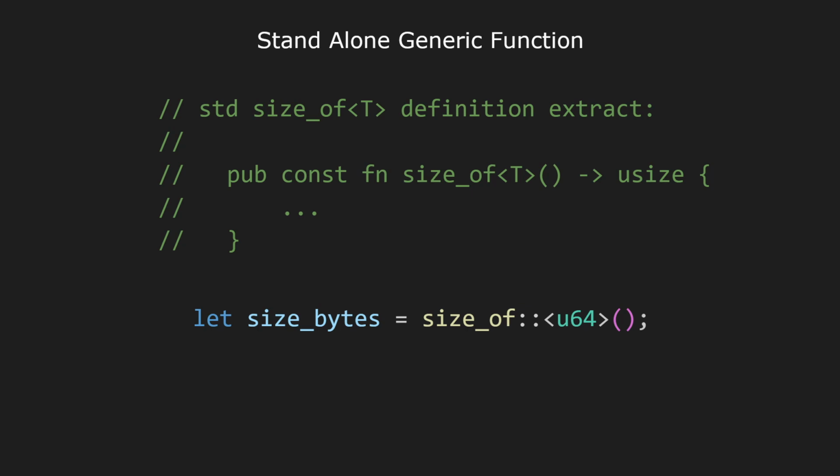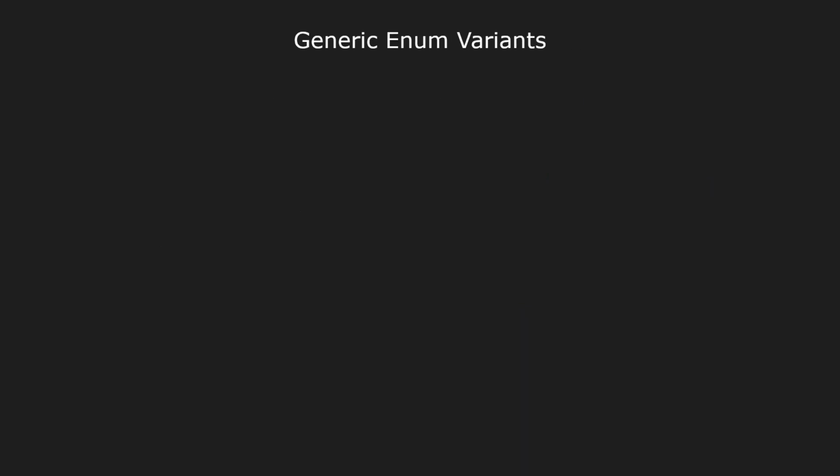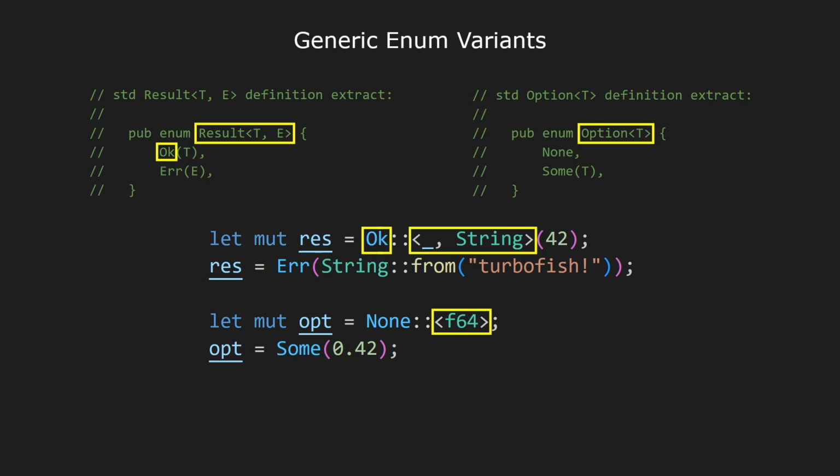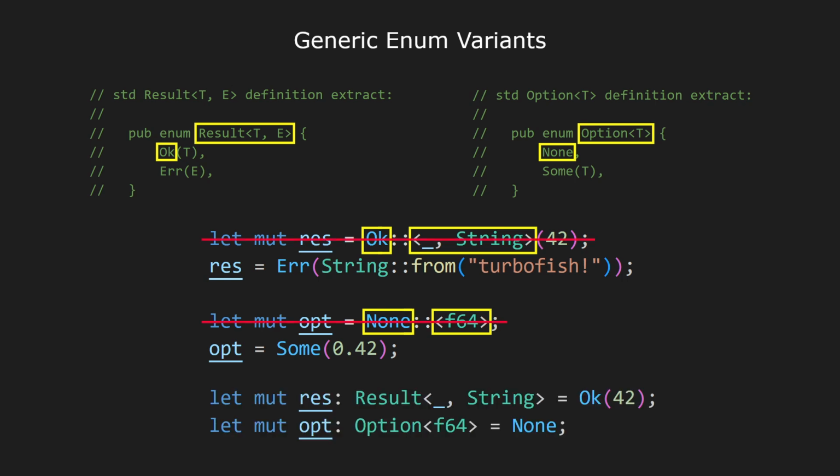Lastly, you can use Turbofish syntax with an enum variant to specify the generic type parameters of the enum. Here, we're specifying the generic types for Result as part of an expression that uses the Ok variant, and also specifying the generic type for Option as part of an expression that uses the None variant. And, as in previous examples, you can also avoid Turbofish syntax, in this case specifying the full enum type for the bound variable.